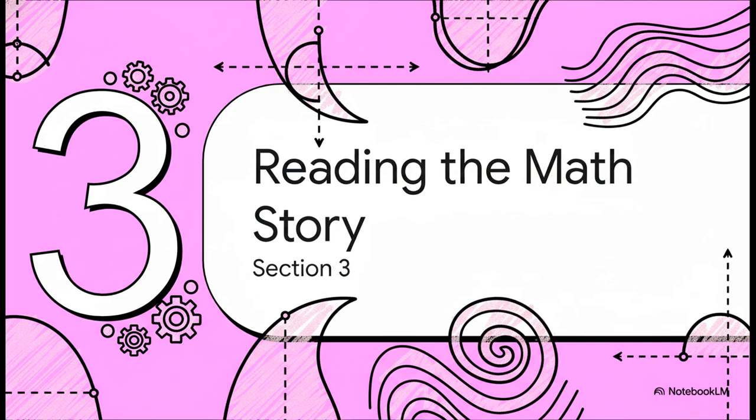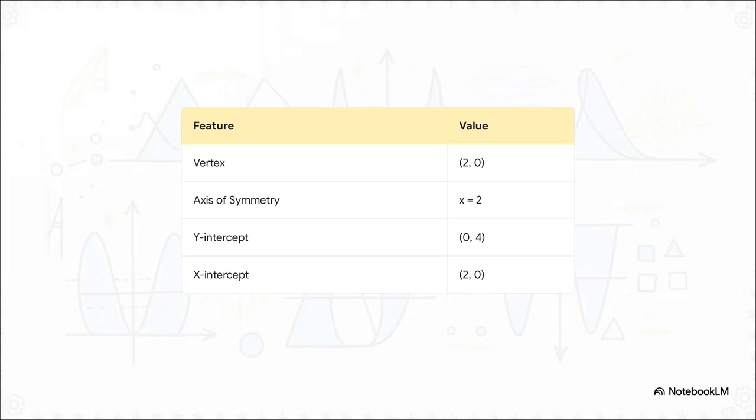Section 3, reading the math story. Let's take a second to slowly and deliberately walk through a real example. Say we have the function f of x equals (x minus 2) squared. Let's look at the perfectly ordered features of this equation. The vertex, our lowest turning point, sits exactly at the coordinates (2, 0). And because the vertex is at an x value of 2, our axis of symmetry is that vertical line x equals 2. Our y-intercept, which is our starting line when x is 0, is way up at (0, 4).